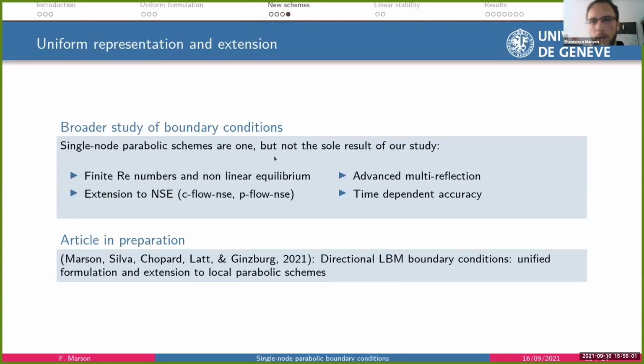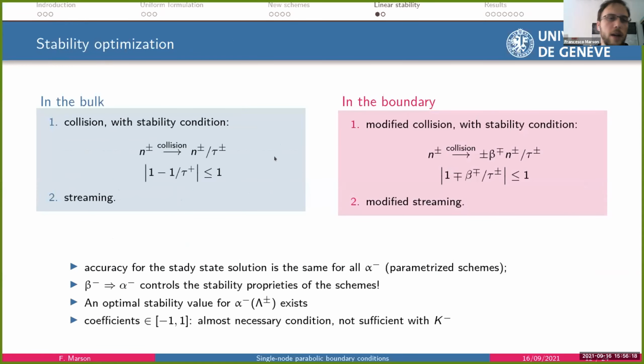Indeed, all the families that I showed, and all the specific methods inside each family, have the same accuracy with the correction at steady state, but they have different stability properties and time-dependent accuracy. Regarding stability in particular, we also realized that we can use the same stability condition we have in the bulk, the one here in the blue box.